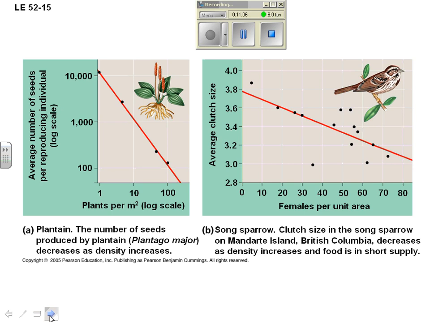So here's a plantain. As you have a greater population density, they produce less seeds. That's K selection, a life history trait. Here's a song sparrow. Okay, as density increases, that means less food, and birth rate declines. Clutch size declines, and clutch size would be how many eggs you produce.